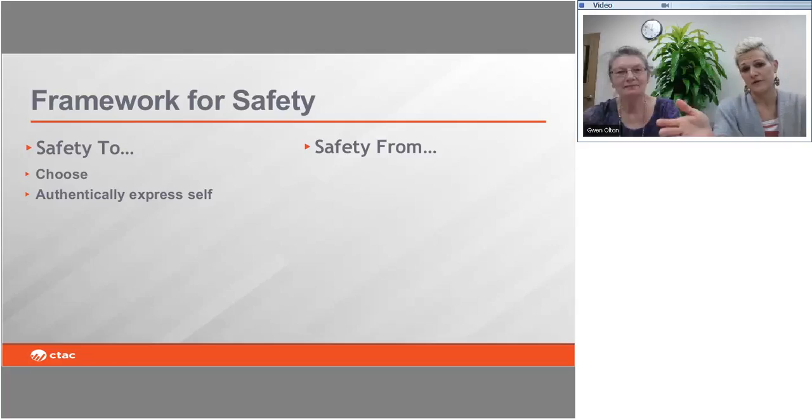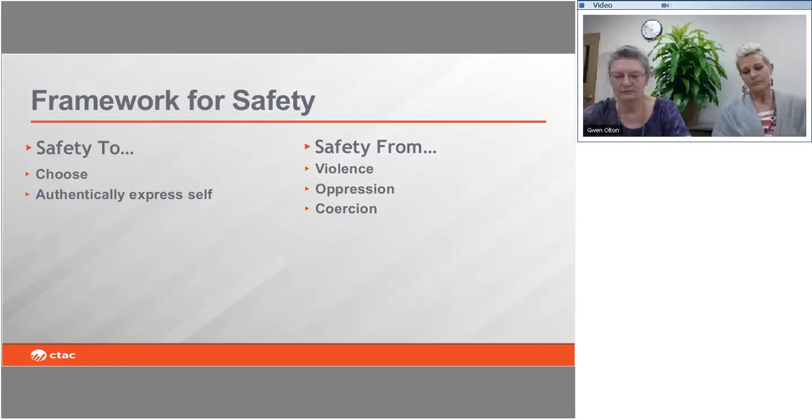So, and then we go to the other side, thinking about safety from. We'd like both service recipients and deliverers to be safe from violence, right? Safe from oppression, safe from coercion. Absolutely. Looking at that last point, safe from coercion, it can be very similar to being safe to choose something. So if you are a service provider, frequently there's a power dynamic that, even if you're not feeling it very strongly or don't think it's there, is how many people interpret services when they're accessing them.